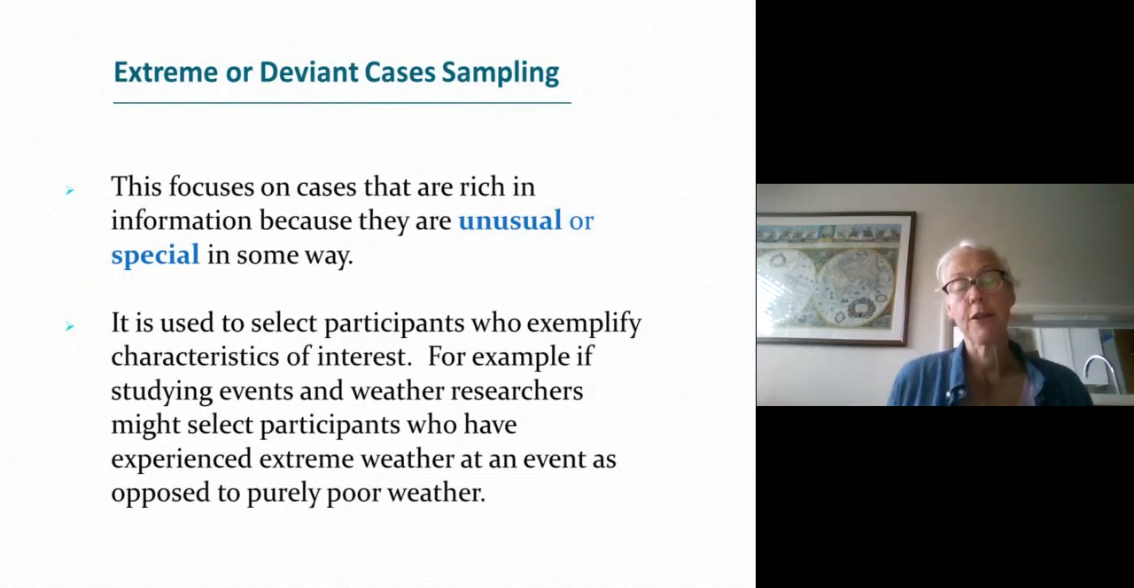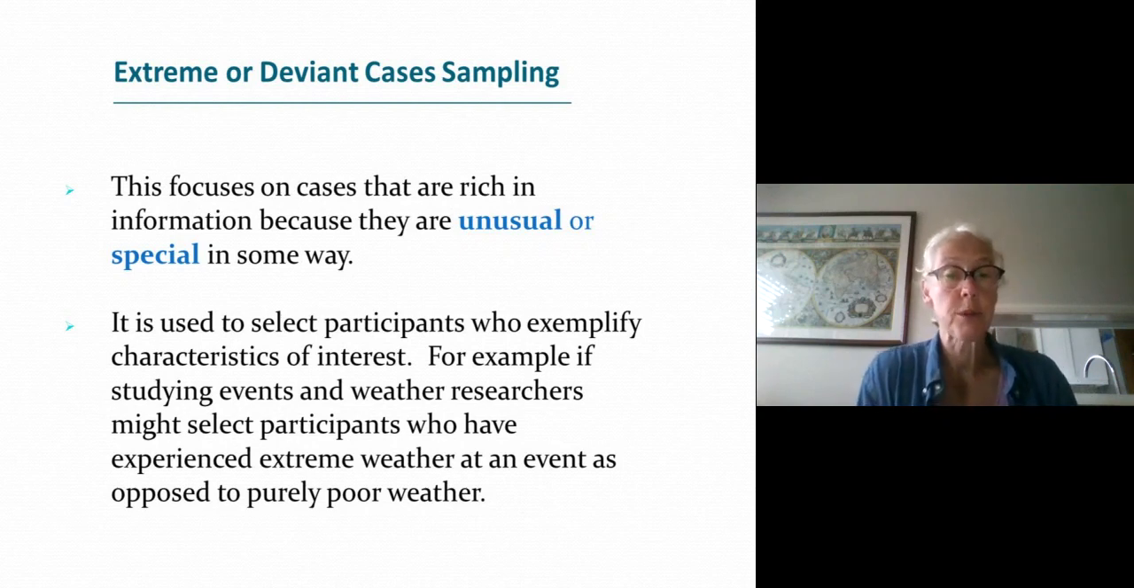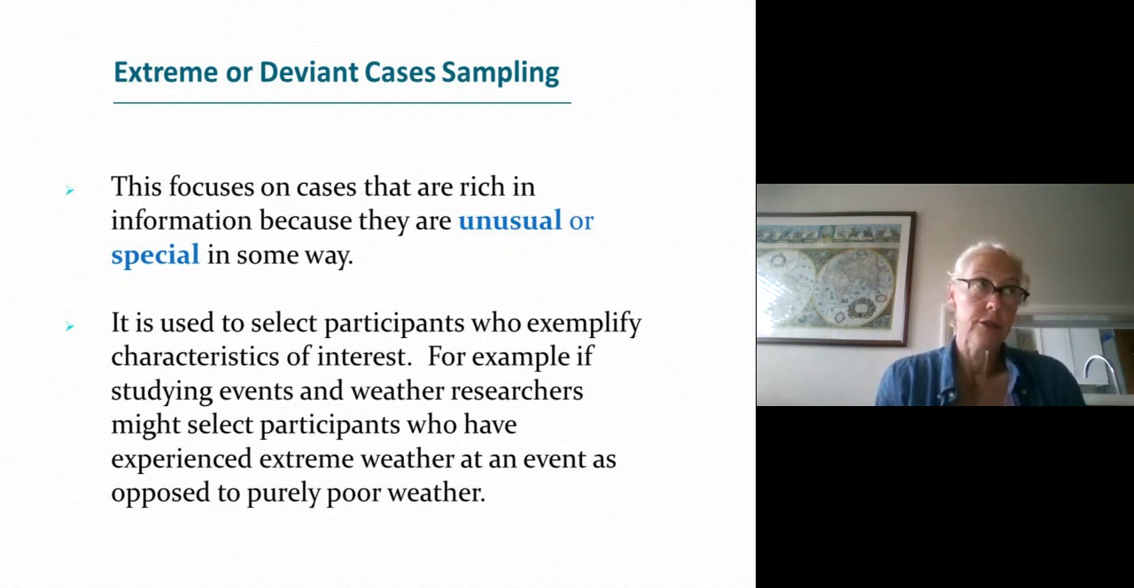Then we've got various variations on that. So one of these is extreme or deviant case sampling. So here we're looking for rich cases, so information-rich cases again, but they're unusual or special in some way. So what you're doing is you're selecting people who maybe particularly exemplify a characteristic of interest, or they've had an experience that makes them really stand out in some way.